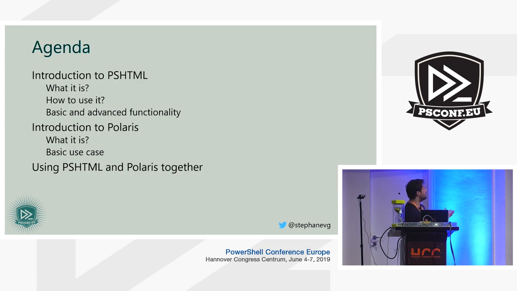So the agenda: I have cut this session in three parts. First, I'm going to give a slow introduction to PSHTML, which also is going to cover some web development stuff. We're going to learn what PSHTML is, how to use it, and some basic and advanced functionality of the PSHTML module. Then in the second step, I will introduce you to a tool called Polaris, which is for the backend. Same thing, what it is and some basic usage. And then we're going to combine it together at the very end of this presentation, to show you what you can potentially build with PSHTML and Polaris.